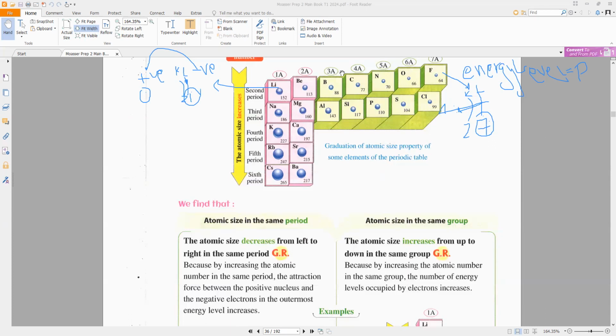Does it increase or decrease? We see it increases in the same group. So the atomic size decreases in the period because the attraction force increases. But in the group, is it about attraction force also? No. It's about something else other than the attraction force. We will study it.